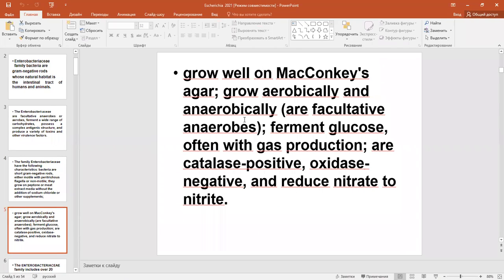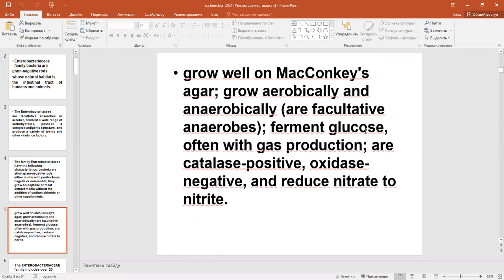They grow well on McConkey's agar. This is a kind of differential media, and you studied differential media last semester. Those are used for diagnosis of disease caused by Enterobacteria. They grow aerobically and anaerobically, because they are facultative anaerobic bacteria. They are able to multiply in the presence of O2 and in the absence of O2. Of course, they are cultivated in the presence of O2 because it's easy for microbiologists to create aerobic conditions.